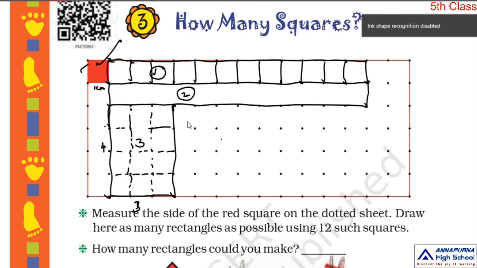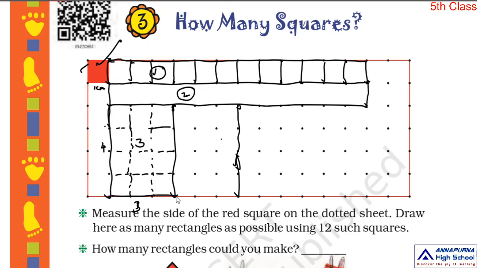Now 1, 2, 3. Like that, you divide the dotted sheet. This is one more rectangle. What is the shape of this one? This is a rectangle with 1, 2, 3, 4, 5, 6, 7, 8, 9, 10, 11, 12 squares. The question is, by using 12 such squares, draw as many rectangles as possible.